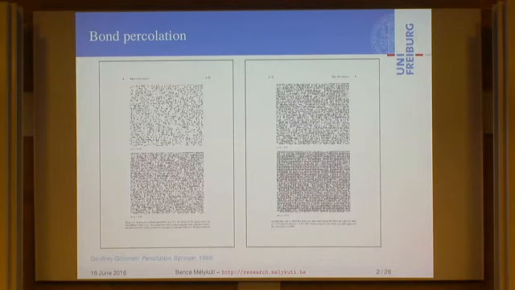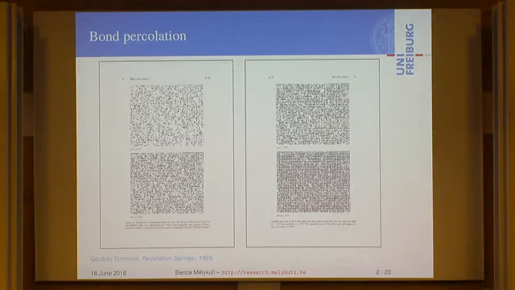Take an infinite lattice, Z to the power of 2, and let's look at this one. Then between any pair of adjacent vertices, you may or may not include an edge. You have one parameter, the percolation parameter p, and for every pair of neighbors, with probability p you include the edge, or with probability 1 minus p you don't include the edge. These are independent variables.